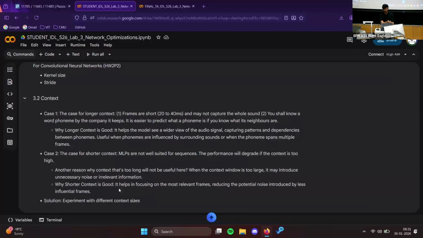But the problem is these frames capture only a short duration of audio, which is typically 30 milliseconds. So this is not enough for the model to infer what phoneme is there in that particular frame. So what we do is we provide some frames which come before the frame we want to predict, and some frames after it, which we essentially call context, and we ask the model to predict.